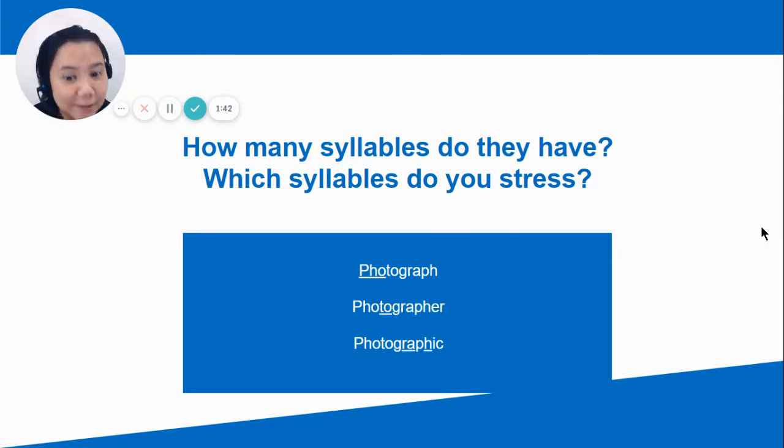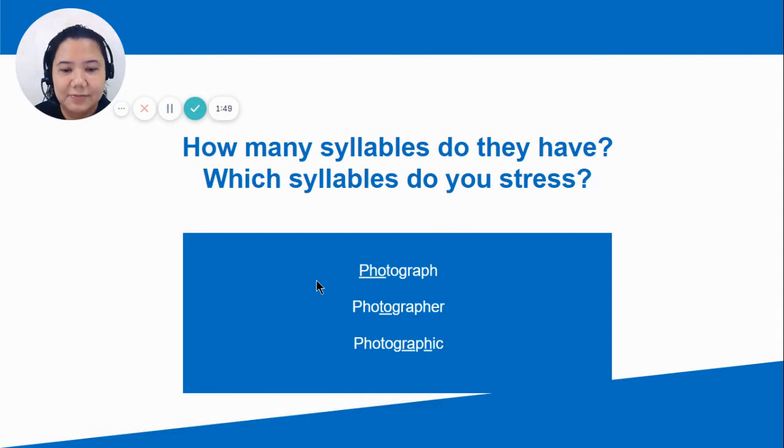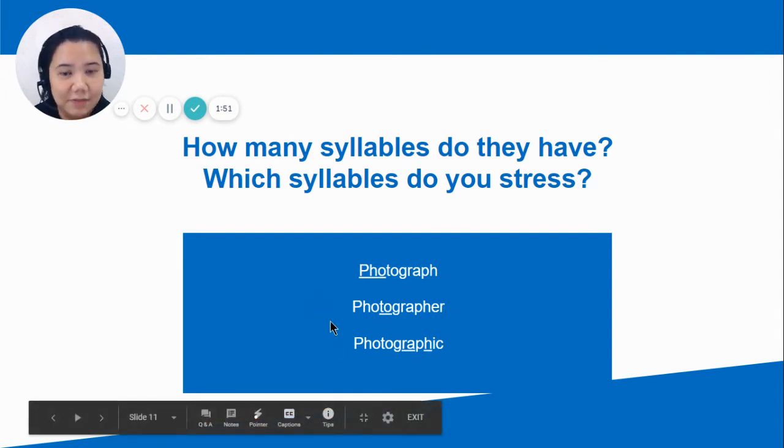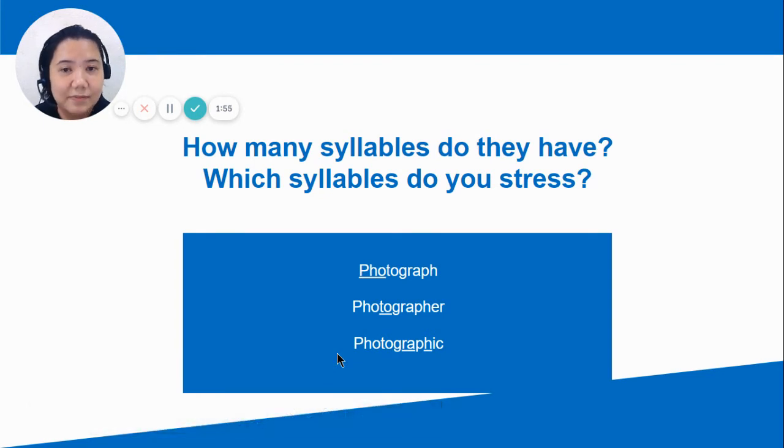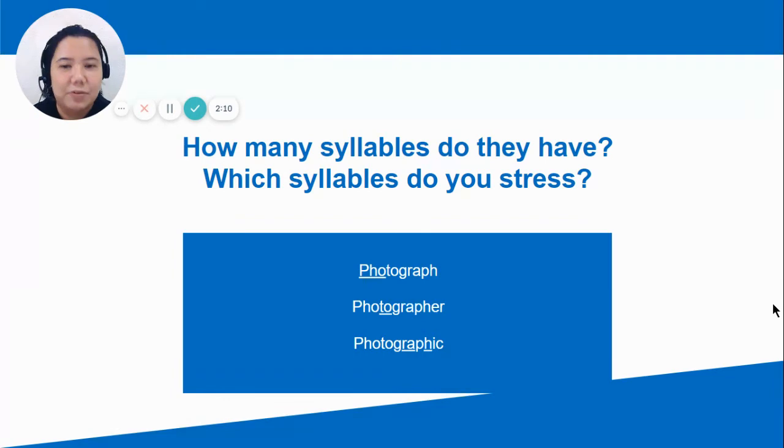Let's try to read the following. Let's have the first one. You have to say this as photograph, photograph. Next, photographer, photographer. Photographic, photographic. If you don't say it correctly, it can be difficult to understand. It can be difficult at first, but I know you can do that. It's just all about getting used to reading it in the correct way.